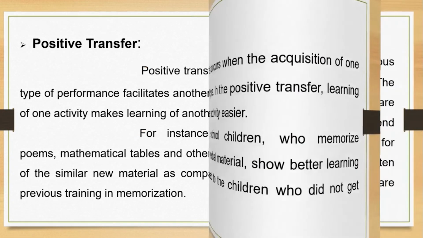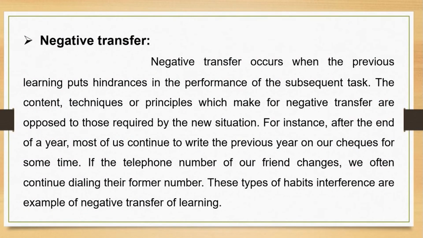Now we'll see negative transfer, which is just the opposite of positive transfer. Negative transfer occurs when the previous learning puts hindrances in the performance of the subsequent task. The content, techniques, or principles which make for negative transfer are opposed to those required by the new situation. So it means that something that you already know will put a hindrance for you to learn something new or to get used to something new.